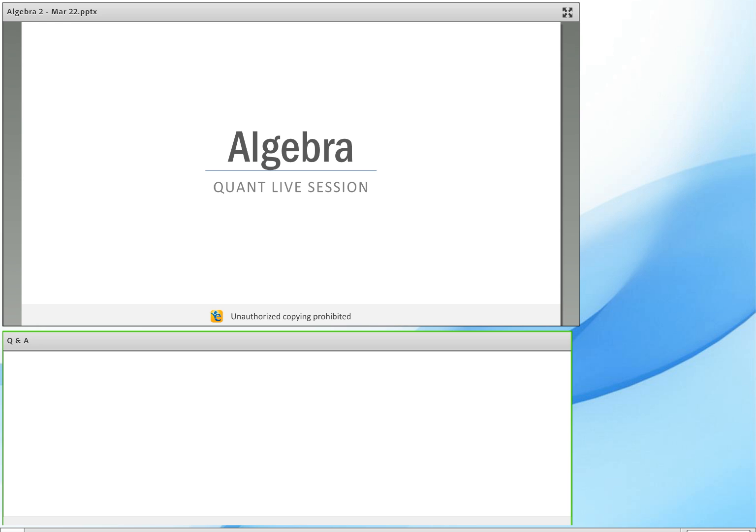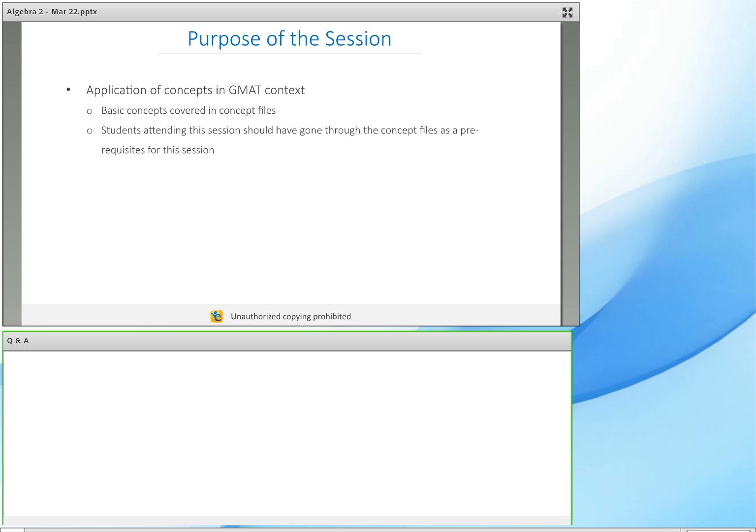With that, let me go right into the core of this session. What's my purpose? My purpose, as I said, is to make sure that you get to that 60th percentile in linear inequalities and absolute value. I'm not going to teach the basics; I'm going to give a refresher of the basics. If you need the basics, they are in the concept files. The focus is going to be on the process of solving questions.